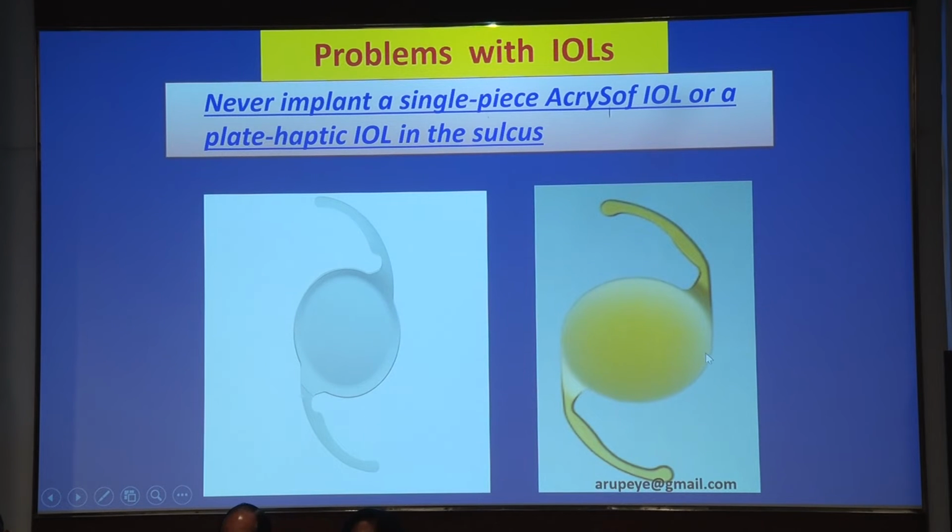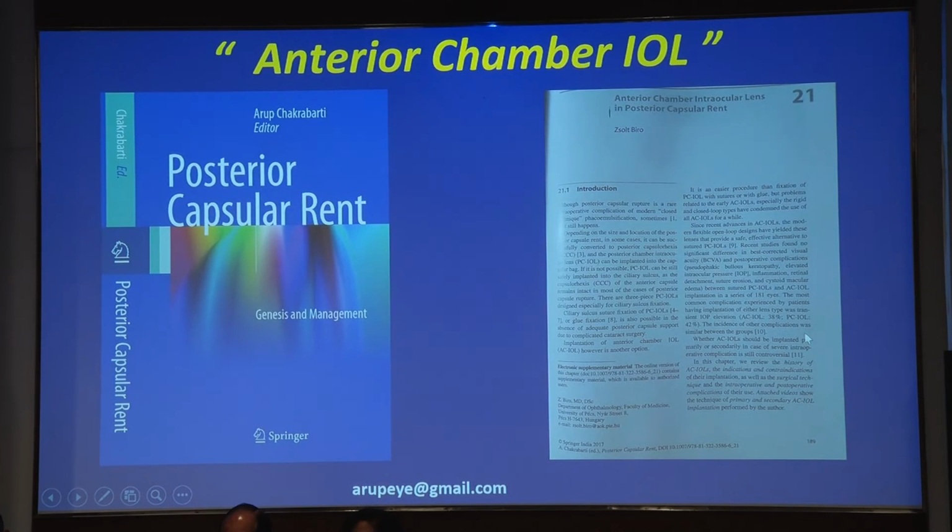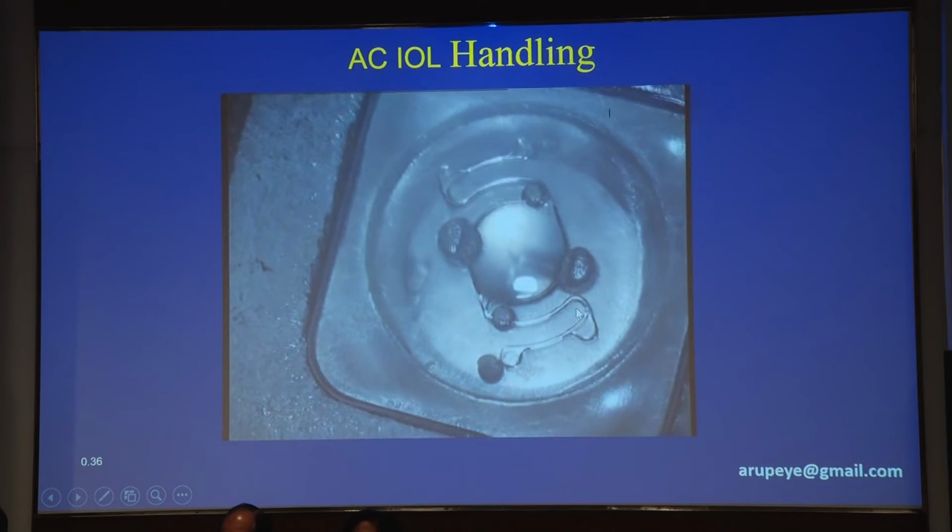Never keep a single-piece hydrophobic acrylic lens in the ciliary sulcus. I'm talking about unexpected posterior capsular rent. In a situation where you have an unexpected posterior capsular rent, and you don't have the scleral fixation machine, equipment, lens, and gadgets available with you, I'll go for an anterior chamber lens if there is no contraindication.